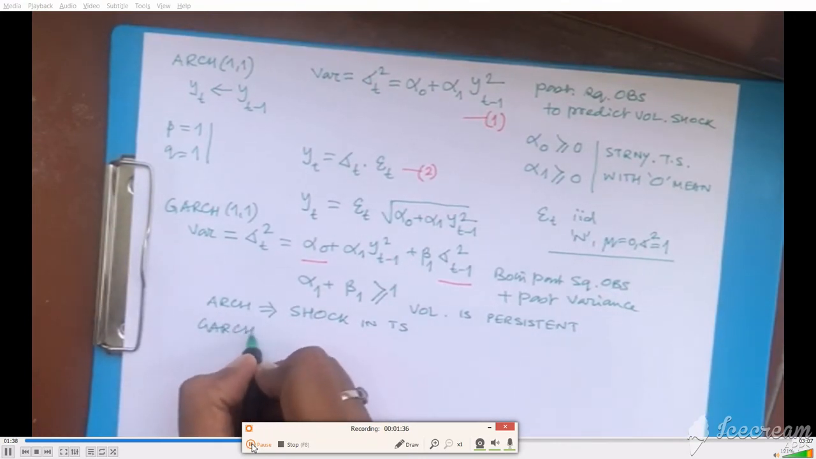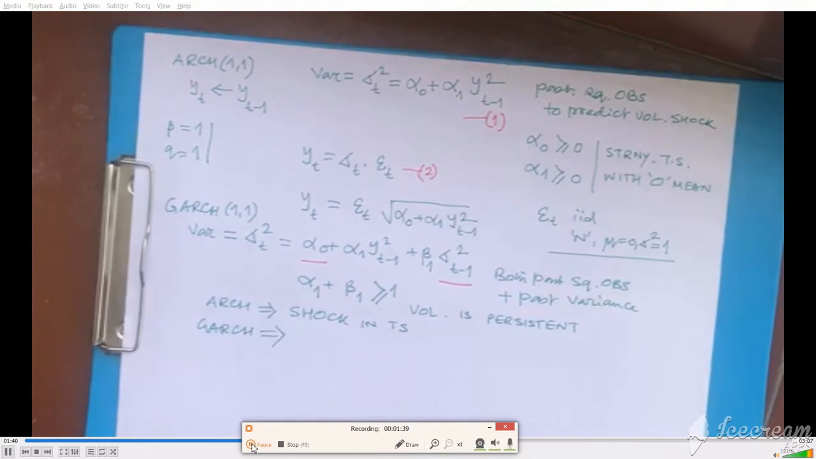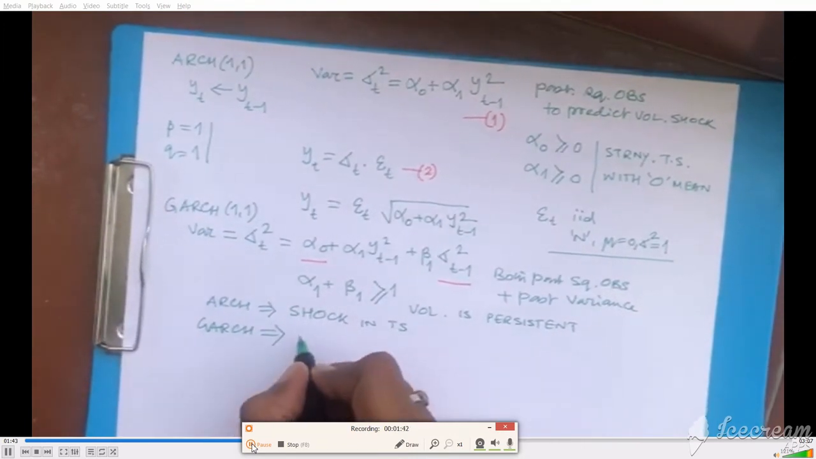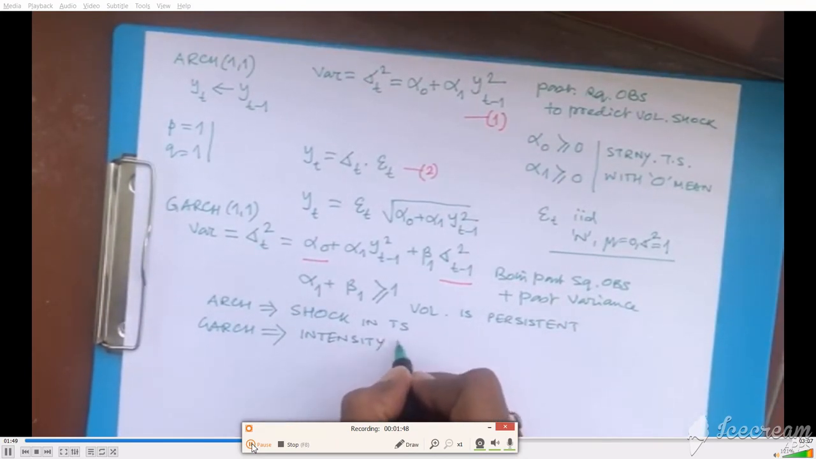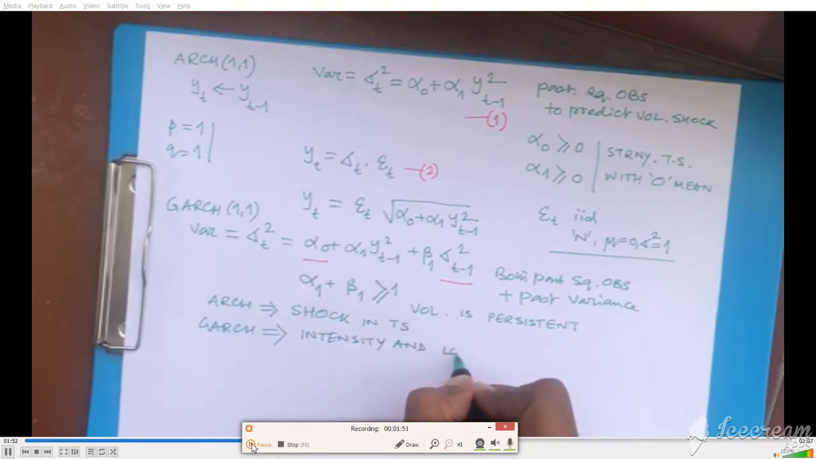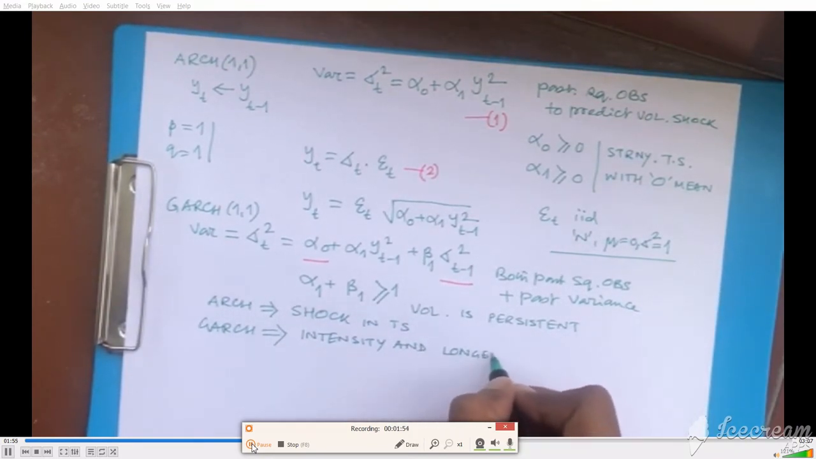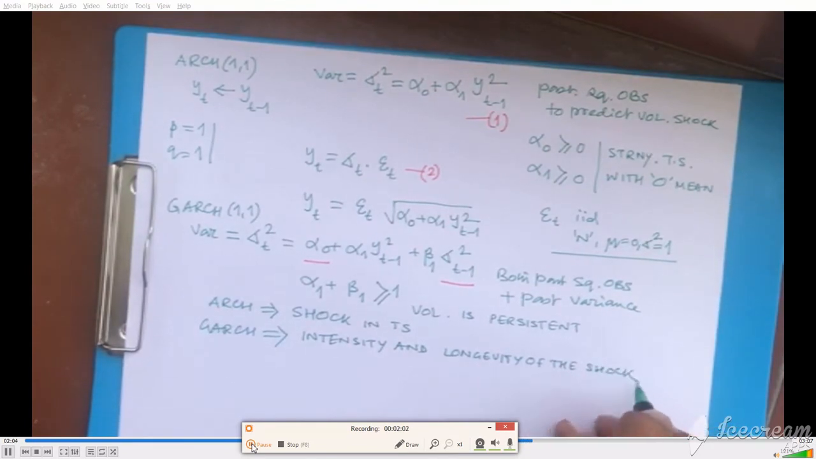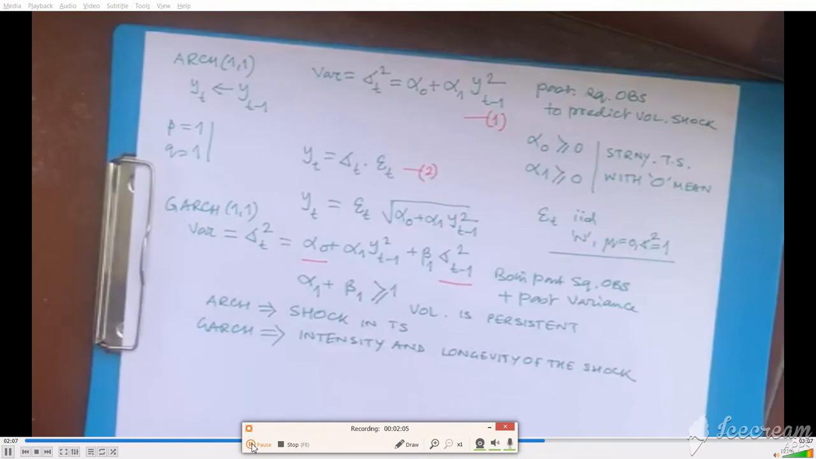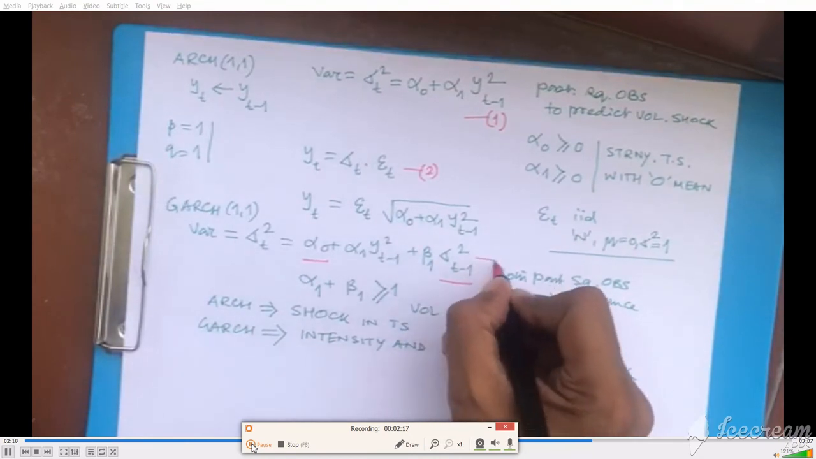And what is the GARCH? In very simple terms, GARCH indicates the intensity and the longevity of the shock, that is, how long the shock is going to be there. So GARCH determines that. These videos are basically the representation of the ARCH(1,1) and GARCH(1,1) models for econometric derivation. We can name this particular equation as equation number 3.